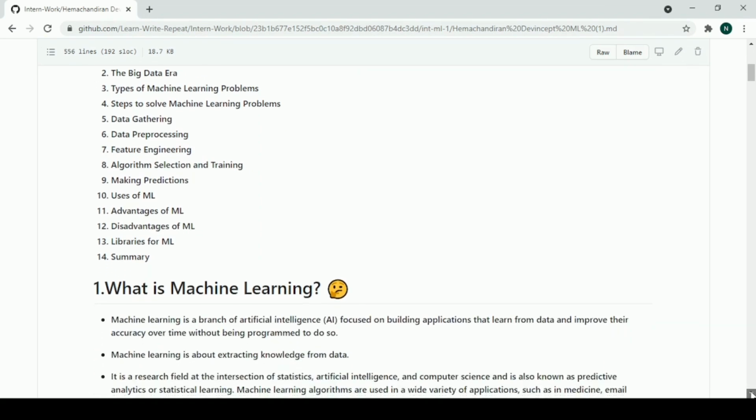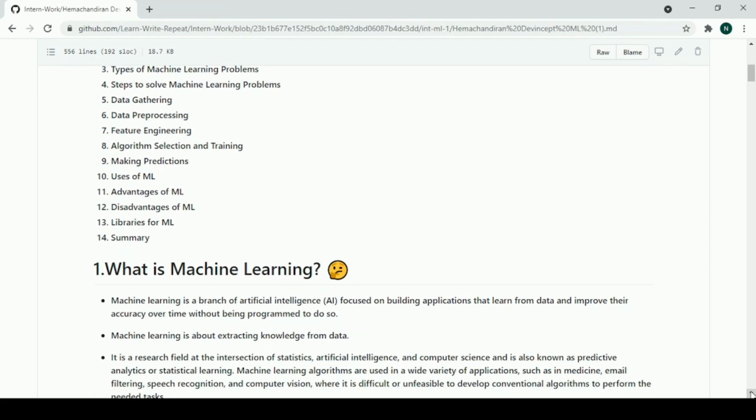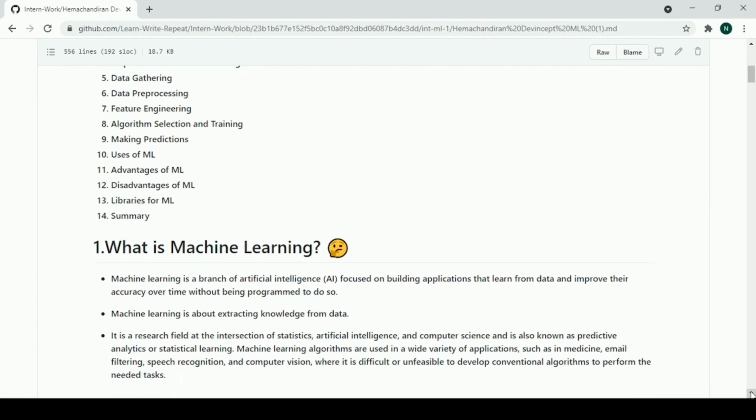So the first topic is, what is machine learning? You might be interested in knowing what basically ML is. It's basically a method of teaching machines to learn things and improve predictions or behavior based on data on their own. Machine learning is about extracting knowledge from data. It's a research field at the intersection of statistics, AI, and computer science, and is also known as predictive analytics or statistical learning.